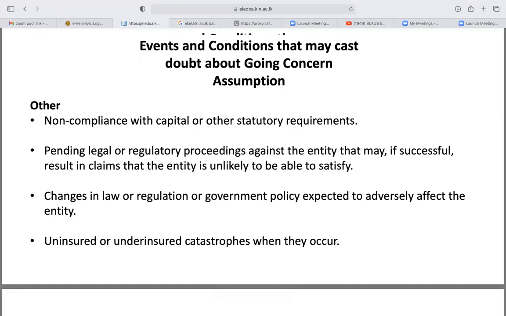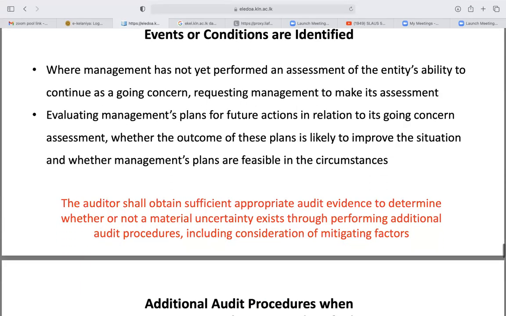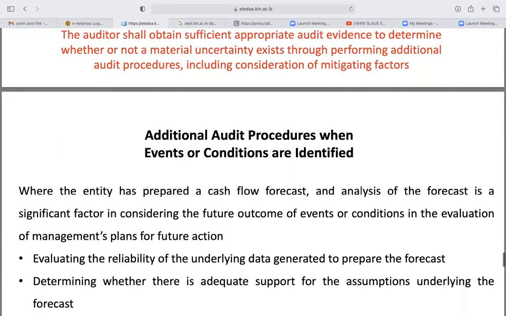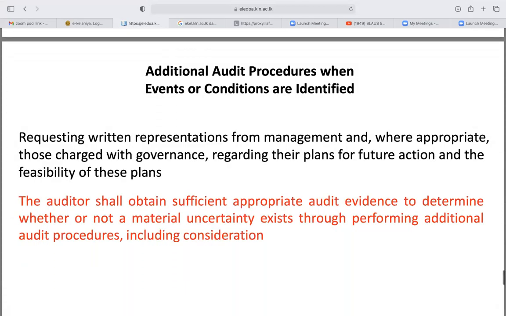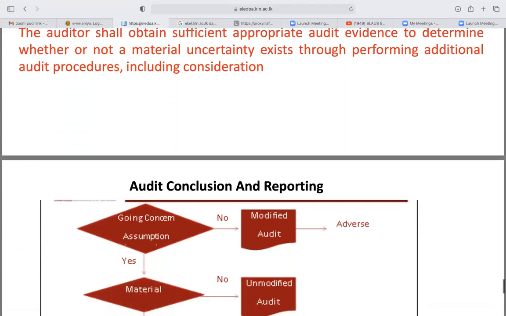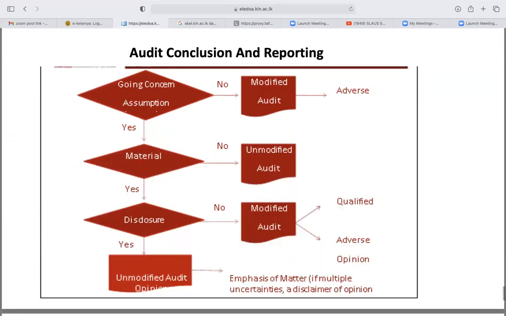Okay, moving on. So additional audit procedures, I'm not going much deeper. Okay. So this is important. Audit conclusion and reporting, right?